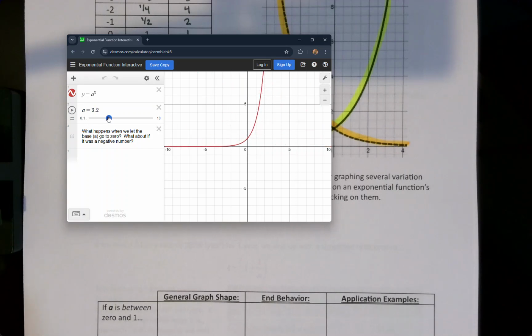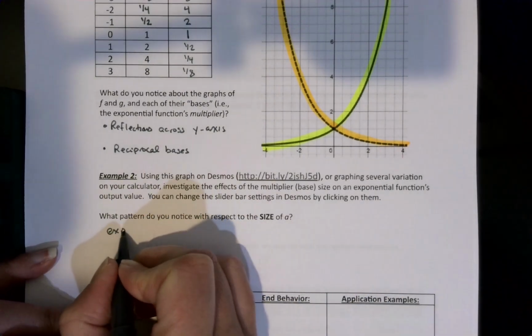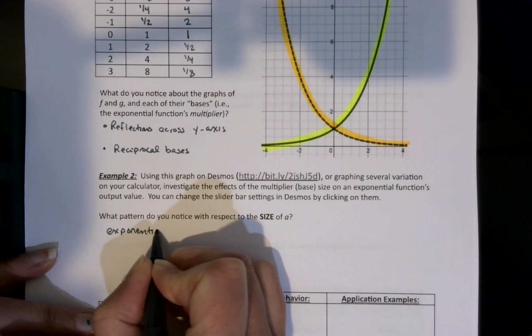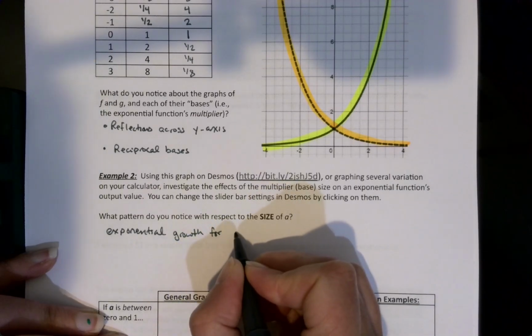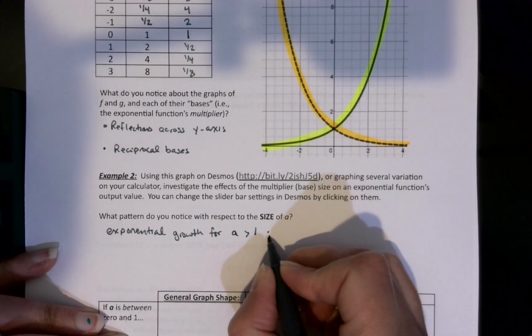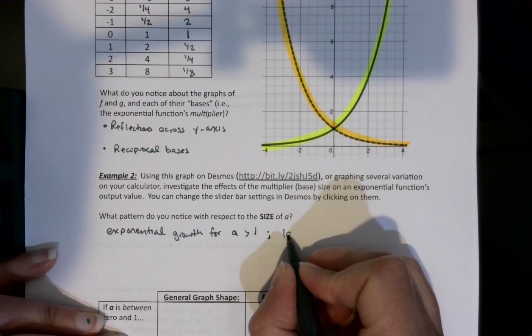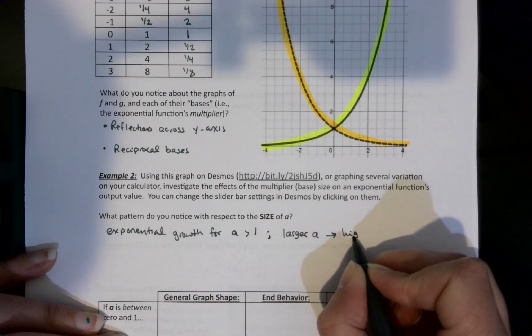Larger than 1, we're on the right-hand side, like the f of x graph. Less than 1, the graph is tall on the left-hand side, similar to the g of x function. So we observe that we have exponential growth for a values larger than 1. And we also notice that larger values of a tend toward higher growth.